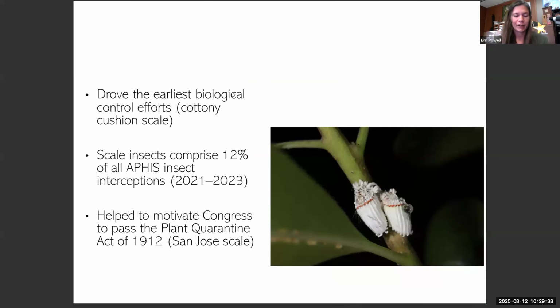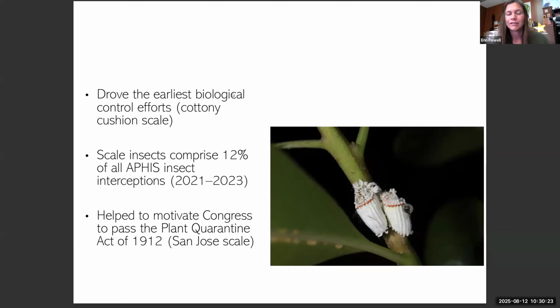So scale insects, again, are very inconspicuous, not a particularly well-known bug in the grand scheme of things, but they actually drove the earliest efforts for biological control in the United States. When the cottony cushion scale came, they realized that they needed to find natural enemies that would control it. So this kicked off biological control in the US in many ways. Despite only having just over 8,000 species of scale insects compared to hundreds of thousands of species of beetles, for instance, scale insects comprise 12% of all of the USDA insect interceptions, which is incredibly disproportionate. It's incredible if you think about the numbers.